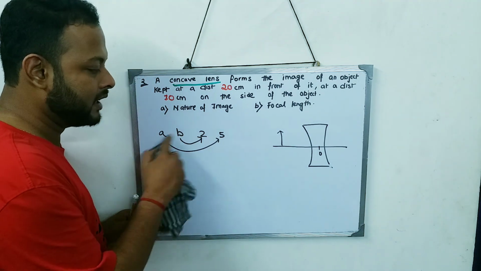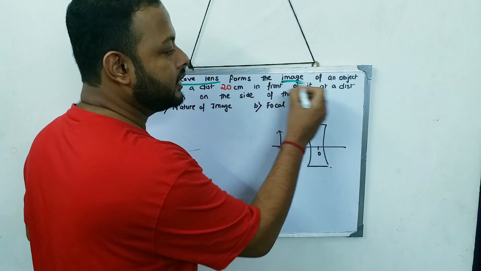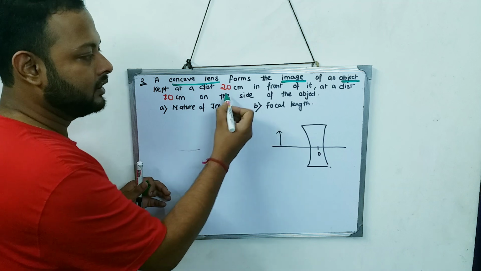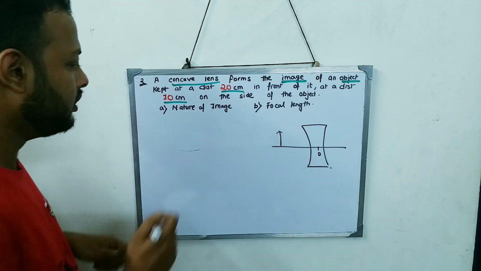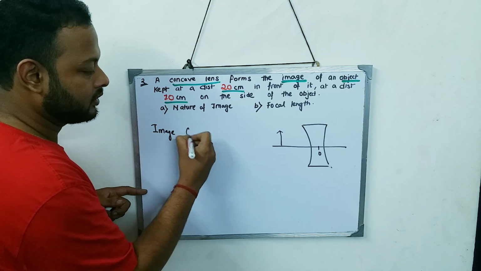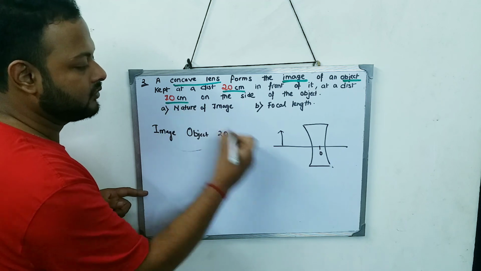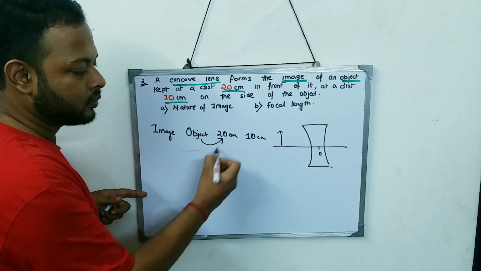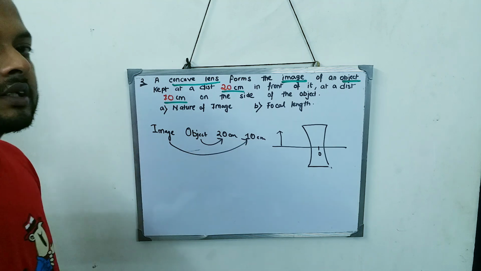Now what is the meaning of this A, B, 2, 5? I will show you. In this sum, first you see what is the word written. Image, okay, then the word written is object, then it is written 20 centimeter, then it is written 10 centimeter. So first I have to write image, then object, then 20 centimeter, followed by 10 centimeter. This is the way. So object is equal to 20 and image is equal to 10. So my object distance is 20 and my image distance is equal to 10.